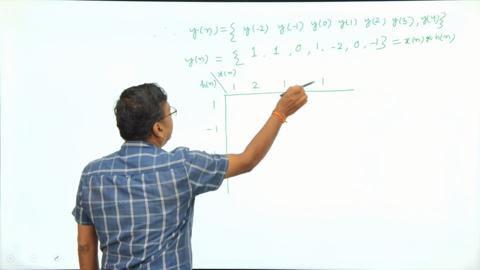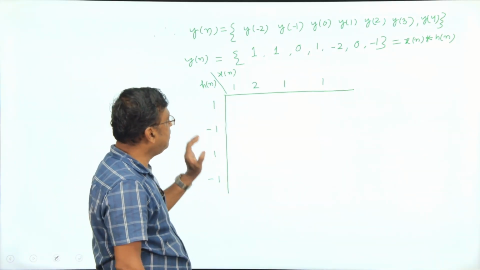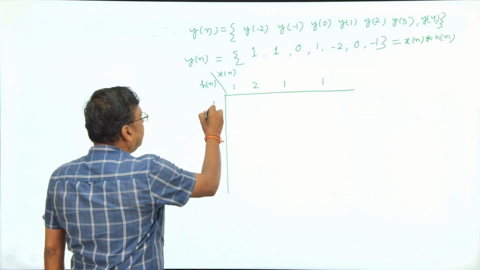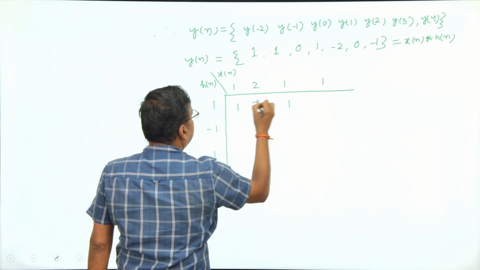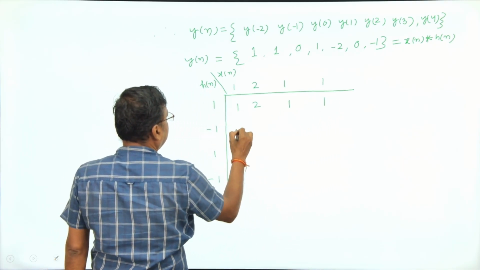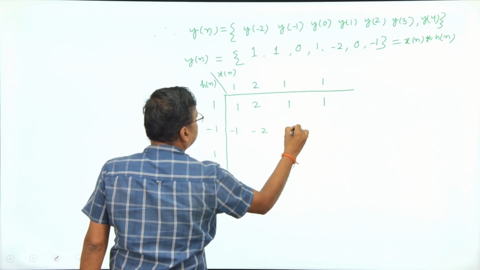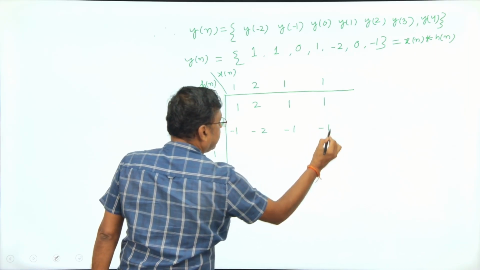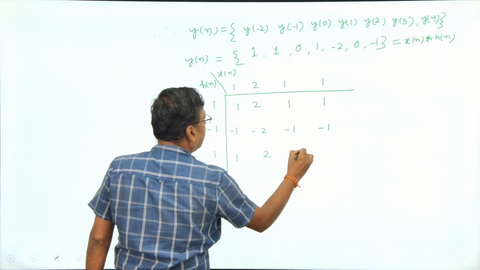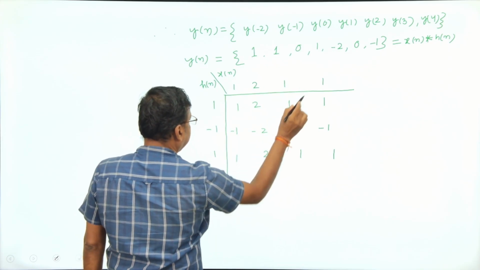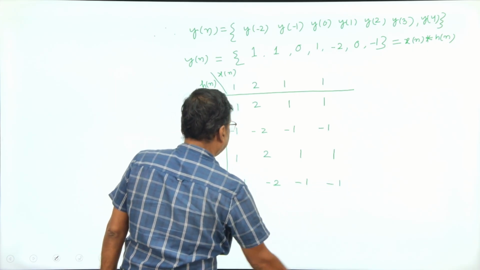So x of n is 1, 2, 1, 1 and h of n is 1, -1, 1, -1. Simply write down x of n and h of n and multiply: 1 into 1 is 1, 1 into 2 is 2, 1 into 1 is 1, 1 into 1 is 1. Similarly, -1 into 1 is -1, -1 into 2 is -2, -1 into 1 is -1, -1 into 1 is -1. Then come to 1, 1, 2, 1, 1. Again with the minus sign: -1, -2, -1, -1.